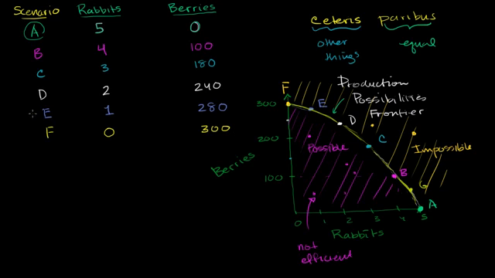Let's say we've been hanging out in scenario E for a bunch of days. On average, we've been catching one rabbit, but gathering 280 berries. We were, I guess, in a berry mood. So this is scenario E right over here. But now all of a sudden, we're in the mood for more protein.